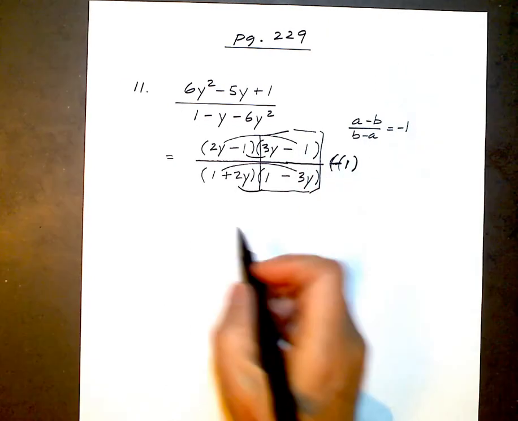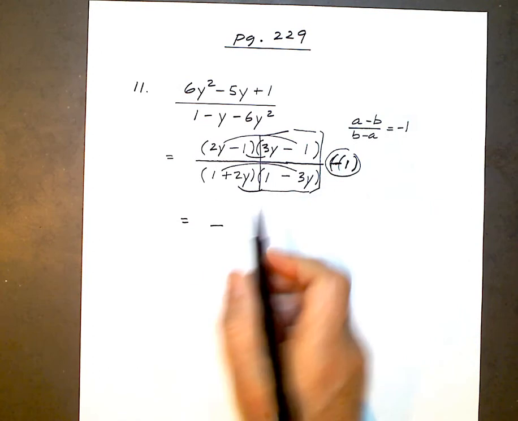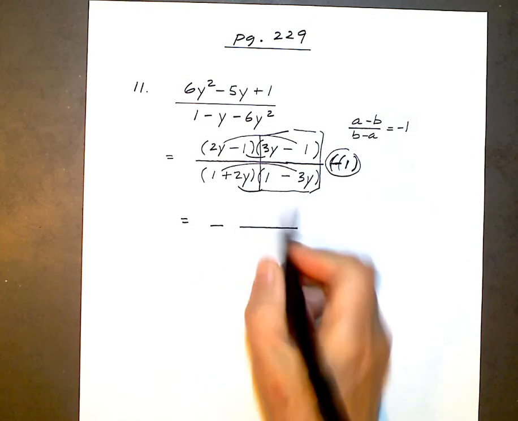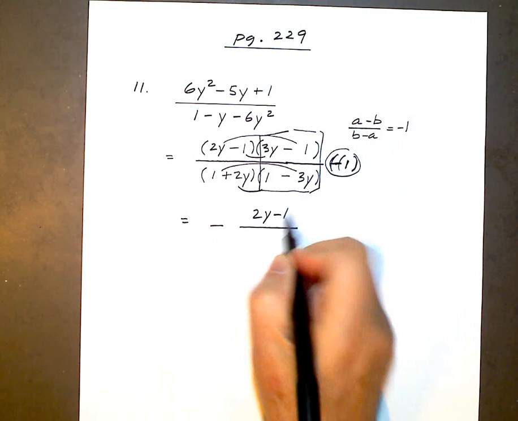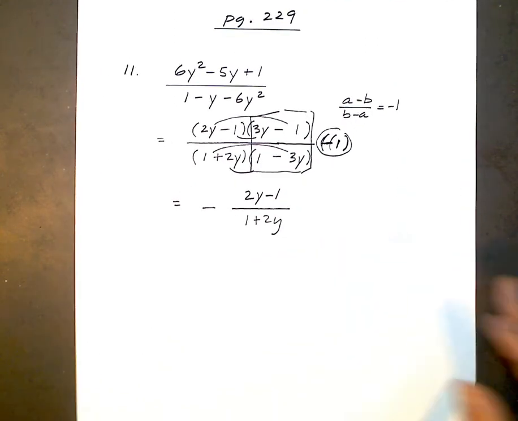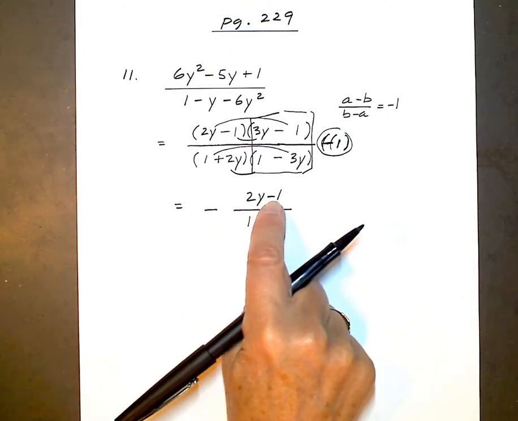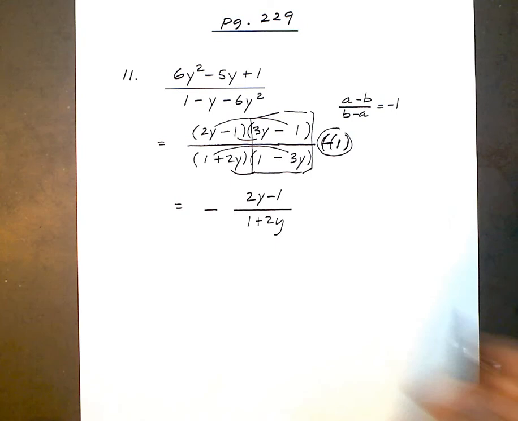So what I have is now I'll move that negative 1 just to the front. So negative, and I'll have a 2y minus 1 in the numerator and a 1 plus 2y in the denominator. Now, a lot of times in our textbook, we don't like to leave a negative in front and have a binomial where there's subtraction in the middle here. They can simplify this even more.